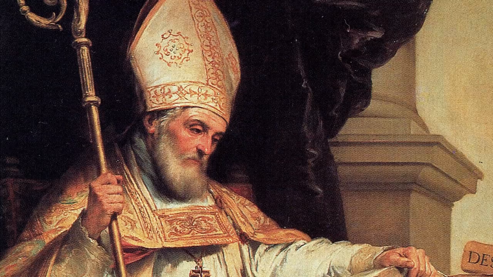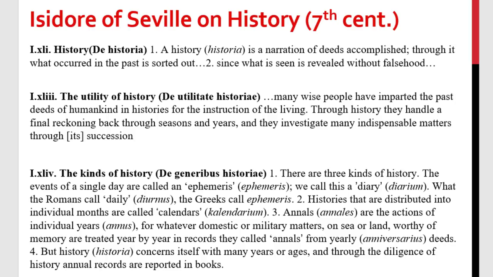So what you see on the screen here are a few definitions of history from a very popular medieval author, one of my favorite medieval authors, Isidore of Seville, who's writing in the 7th century. His big work that these definitions are contained in is called Etymologies, or the Etymologiae. And he defines history in three ways here that you can see on the screen. Pause if you want to read the full thing.